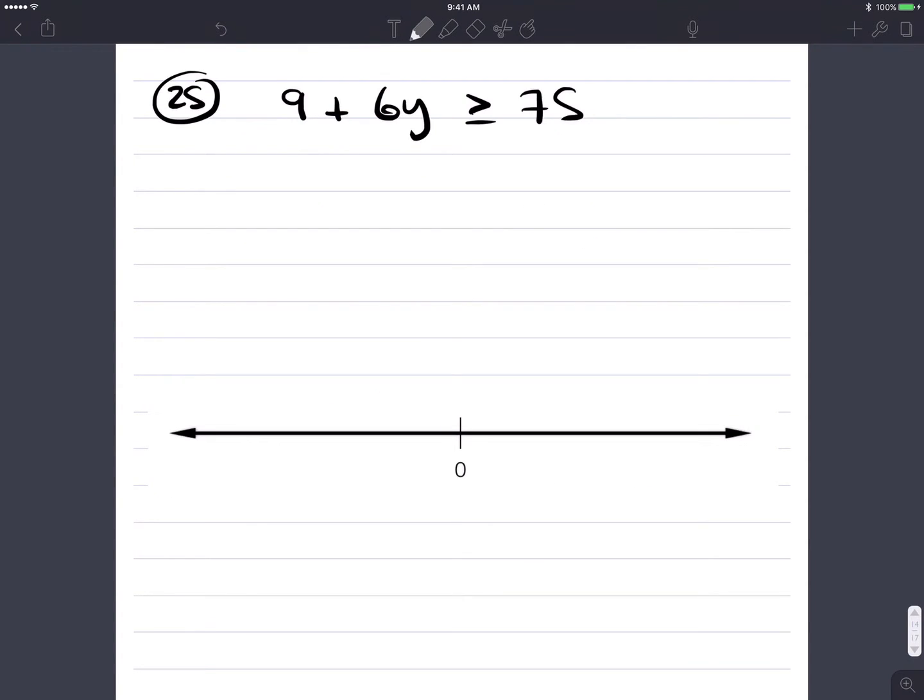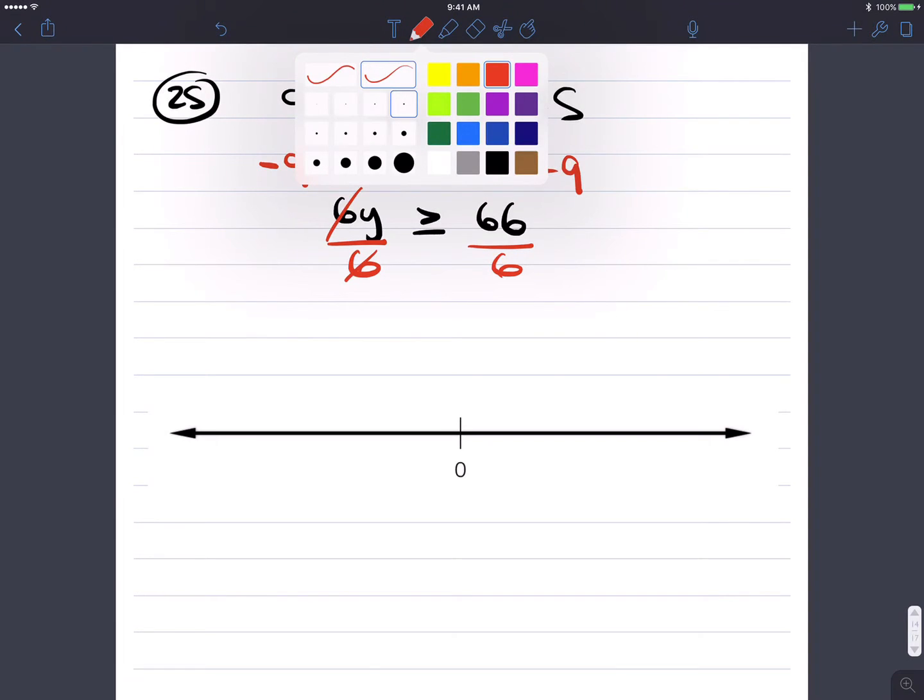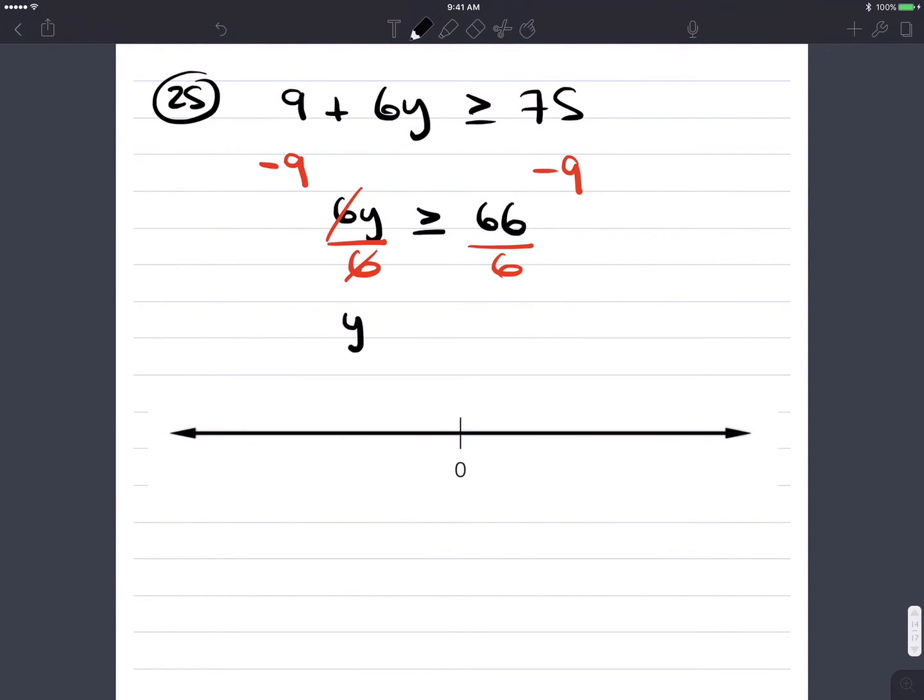Number 25. We're going to solve this linear inequality for y. We're going to subtract 9 from both sides to be fair and preserve our balance. We end up with 6y greater than or equal to, now 75 minus 9 is going to give us 66. We're now going to divide both sides by a positive 6 so that the 6 cancels. On the left, we end up with y being greater than or equal to 11.